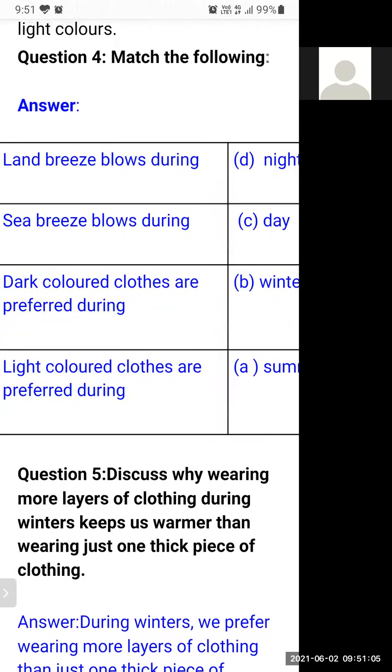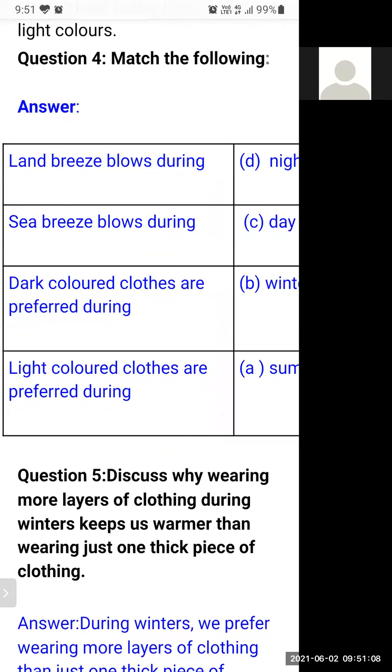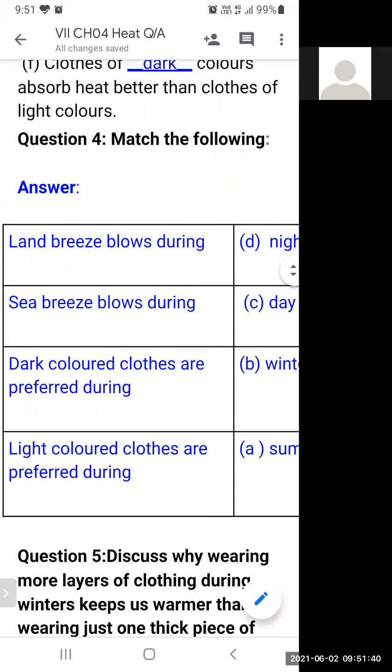How can this question be asked in MCQs? The question can be like this: land breeze blows during A option night, B option day, C option both A and B, D option none of the above. But as you have learnt, land breeze blows during night, sea breeze blows during day. Dark color clothes are preferred during winter. Light color clothes are preferred during summer. So this question will be asked in the form of MCQs.